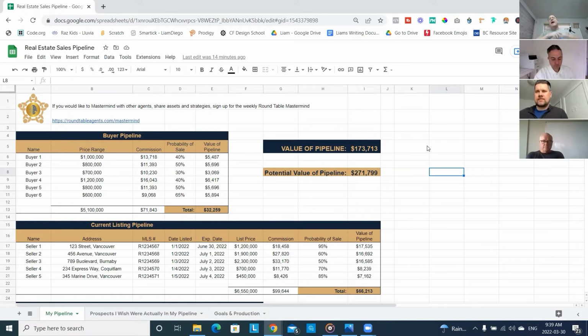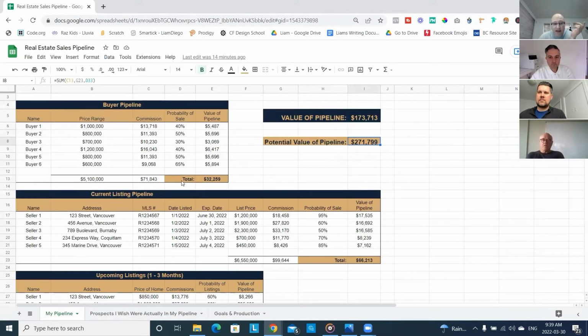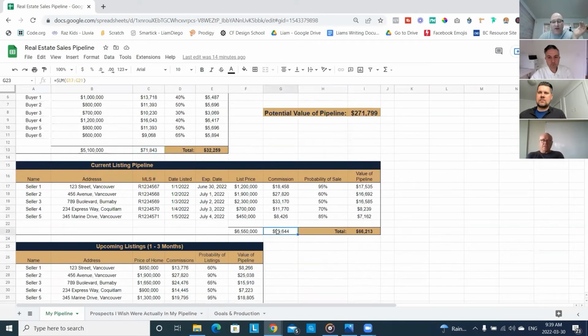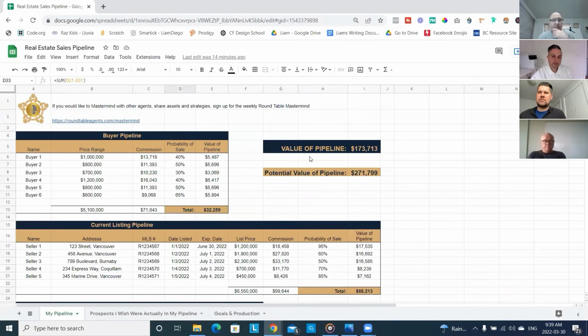I don't want to have too rosy of sunglasses on when I'm talking about my own income. So the potential value of the pipeline here is adding up these numbers, what your full commission would be of every single thing on your pipeline closing. And again, it's not including the 3+ months. So you have the value of your pipeline based on you being realistic about the probability of sale. Then you have the potential value of pipeline. So this is if you're out there closing absolutely everything, doing everything you can.